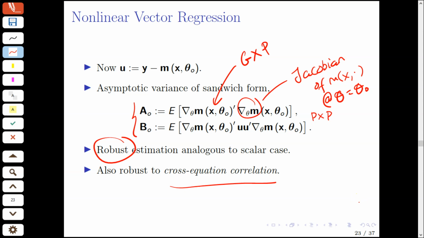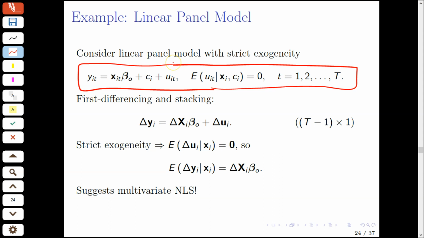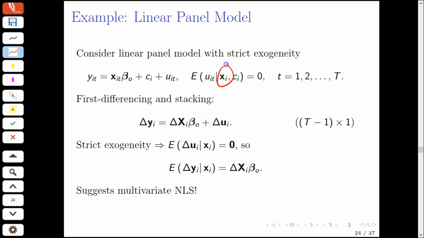So these expressions give us an idea of the structure of the asymptotic variance of the nonlinear least squares estimator in the multivariate setting. Now let's make these expressions a bit more recognizable by considering an example. Namely, let's go back to our earlier focus point, which was the linear unobserved effects model for panel data. Now let's consider the linear panel model from earlier in the course, assuming that the regressors are strictly exogenous.